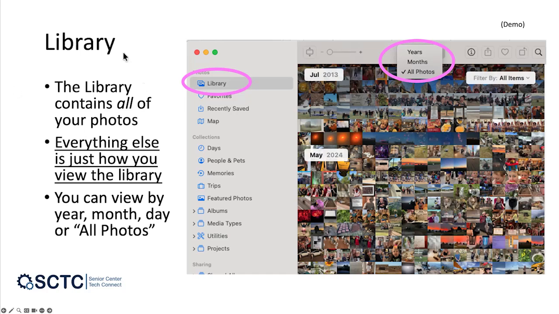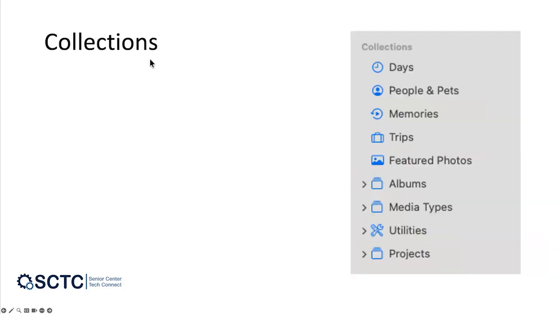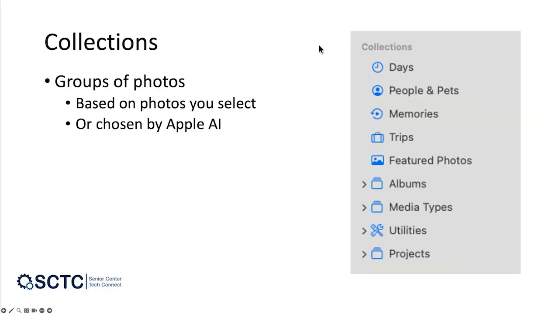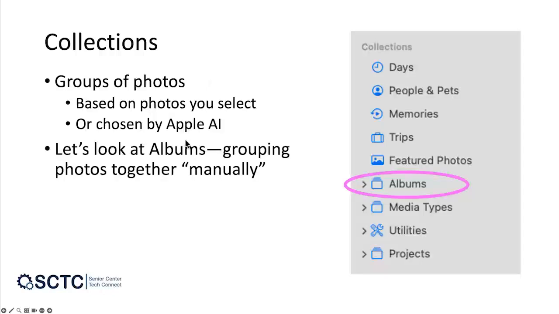All right, so the library, I went back. The library contains all of your photos, and then there are collections. Collections is the word that Apple uses for a view of photos in the library. So it's groups of photos. It can be based on photos you select, that is albums, or it can be chosen by Apple AI. And again, this is not Apple Intelligence. That's built into the later iPhones. This is part of the Photos app itself. So we're going to look at albums first because that's manually grouping things together.